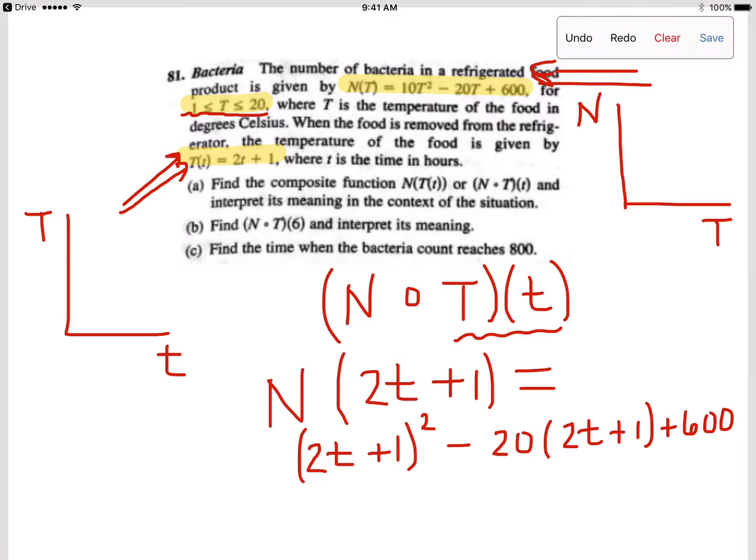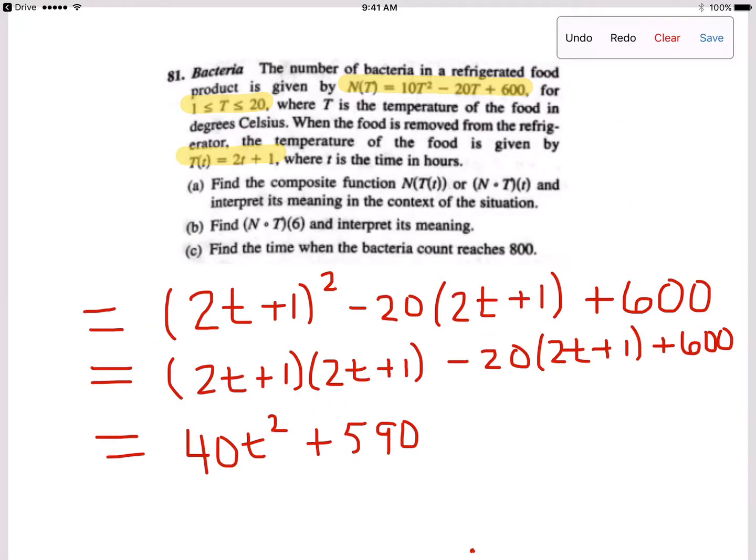From here, we would use our algebra. We would FOIL out the two quantities, or distribute in other words. We would distribute the negative 20 here, bring down the 600, and combine like terms. Here's an example of what the work written out might look like. Again, from step 2 here to step 3, there probably is another line of work that you need to do.